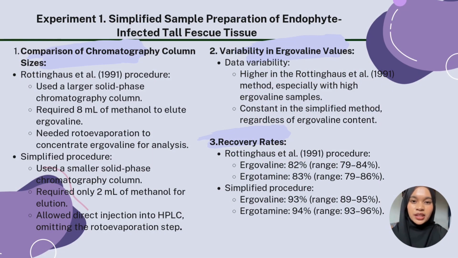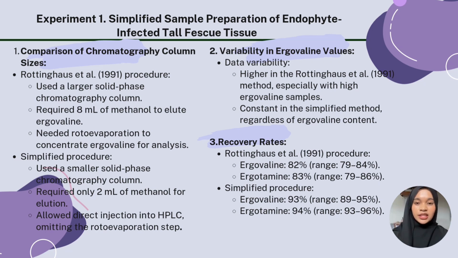In experiment 1, simplified sample preparation of endophyte-infected tall fescue tissue. So firstly, in comparison of chromatography column size, the larger solid phase chromatography column of the Rottinghaus et al. 1991 procedure required 8 ml methanol to elute ergovaline and required rotor evaporation to concentrate ergovaline for analysis. Reducing the solid phase chromatography column size required only 2 ml methanol for elution of ergovaline and permitted direct injection into the HPLC.